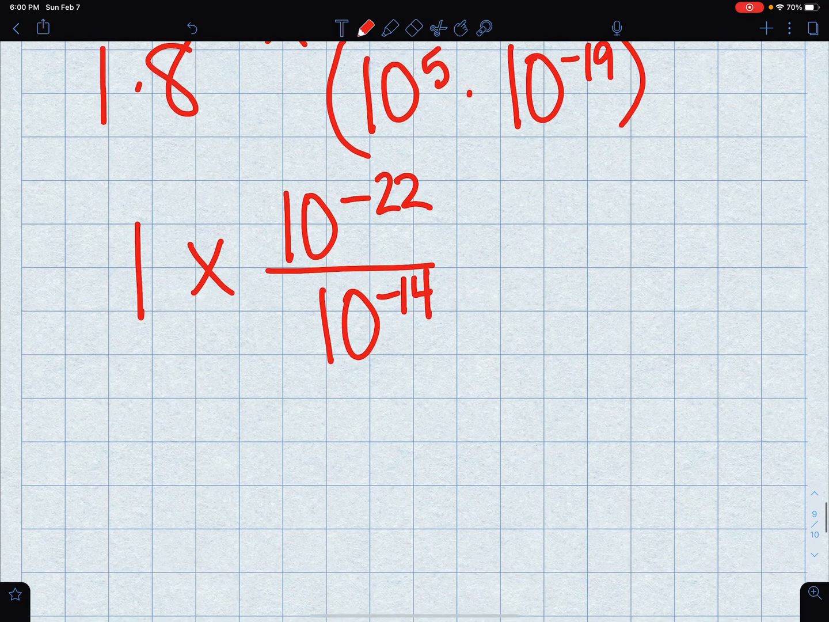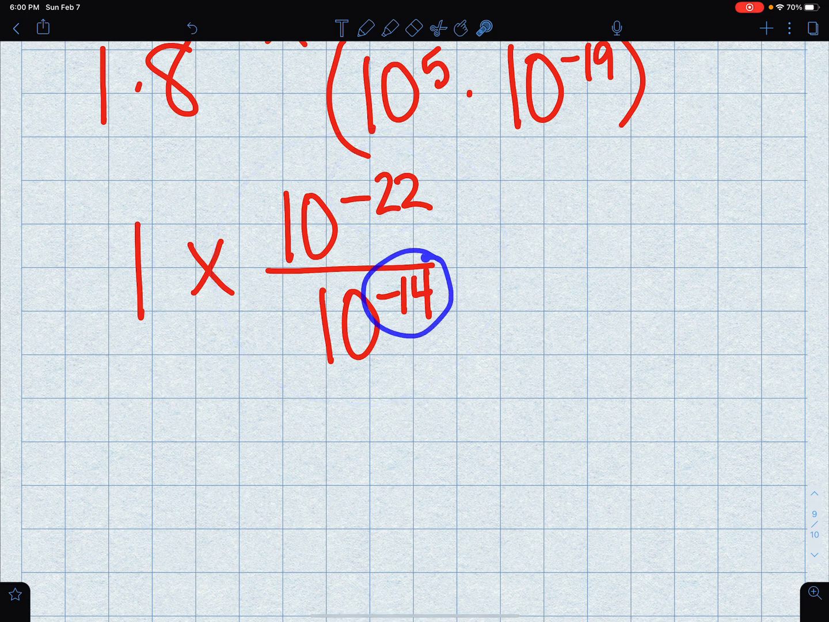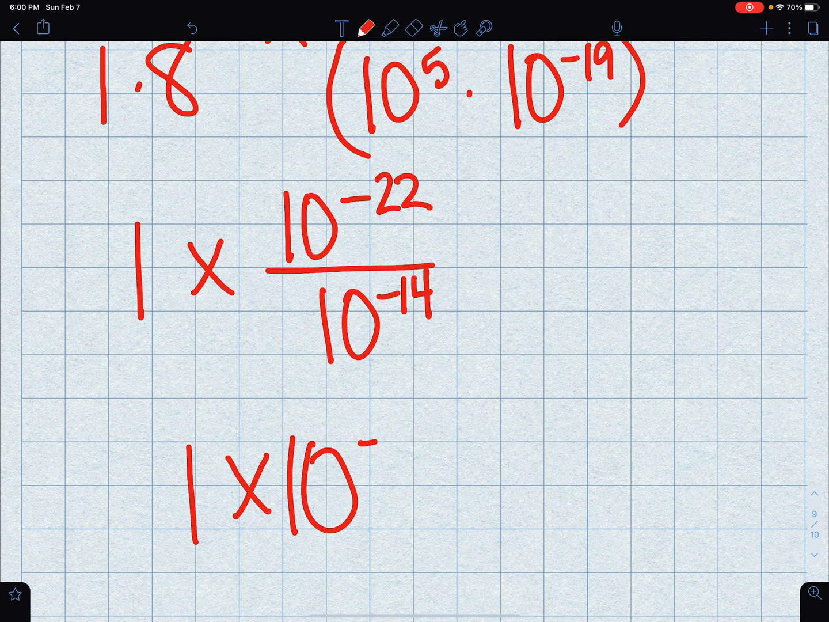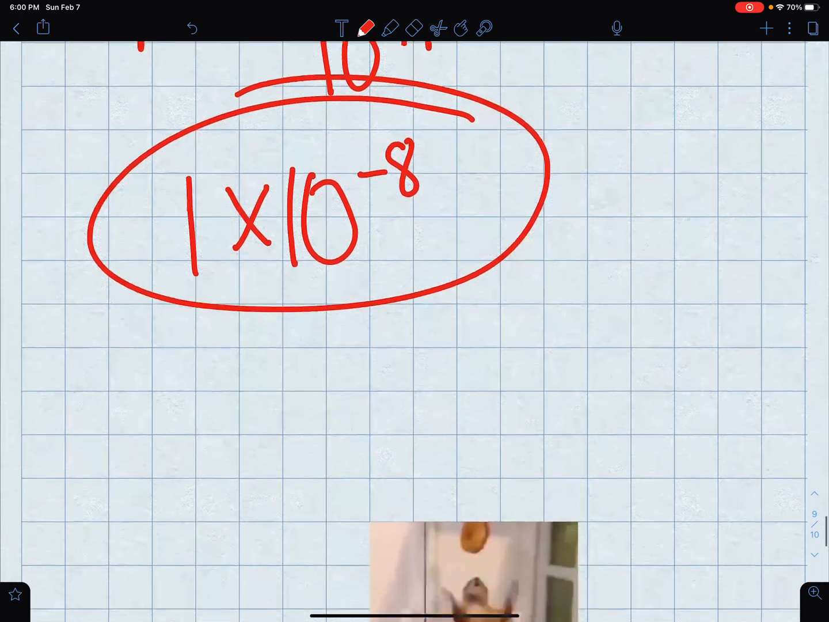Okay, now we did multiplication. Now let's do division. When we divide numbers, we subtract their exponents. Negative 22 minus a negative 14. So that's negative 22 plus 14. And we end up with 1 times 10 to the minus 8. Bam! That's your answer. That is it.